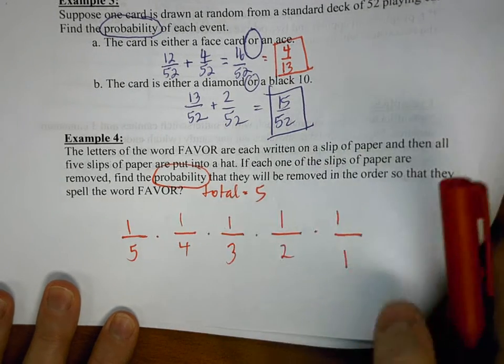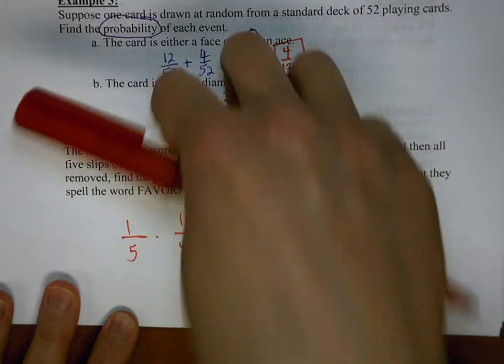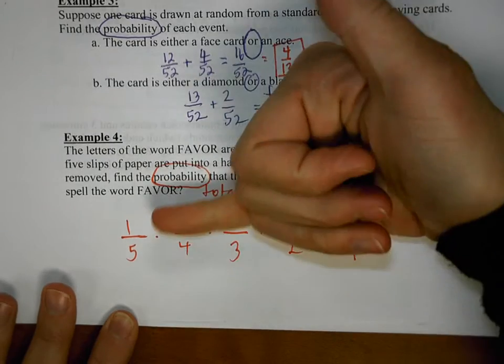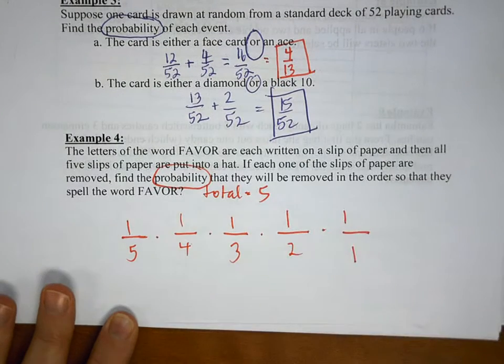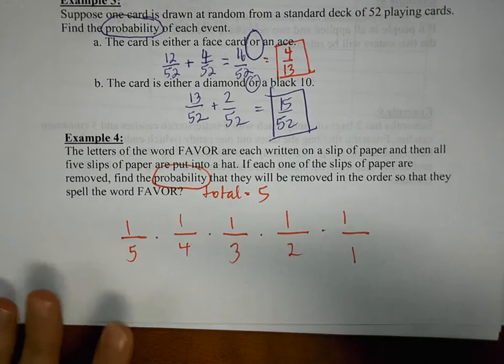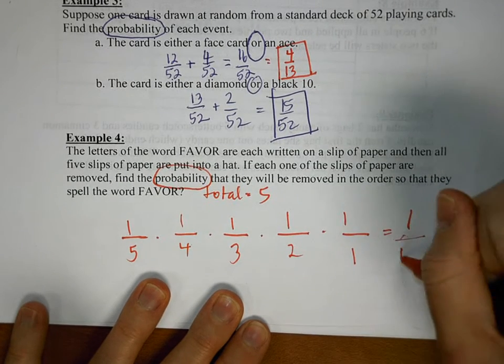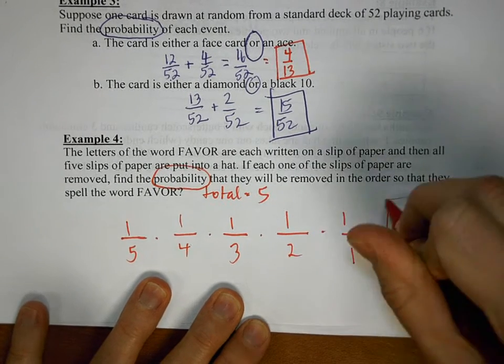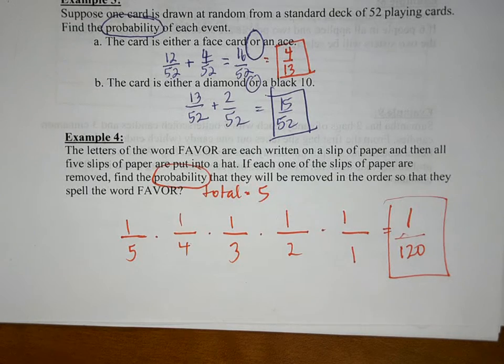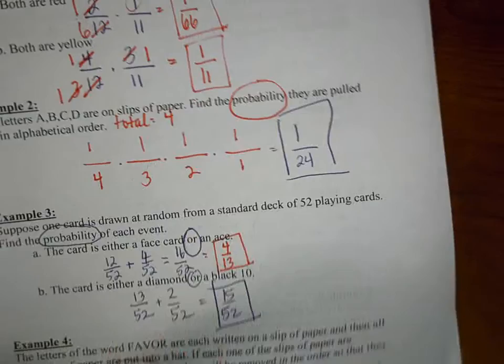No. Good, because we can only cancel from tops to bottoms, right? So there's no numbers on top that can reduce with anything on the bottom because they're all 1s. Okay, so we multiply and we get 1 over 120 is correct. Questions? All right, moving on.